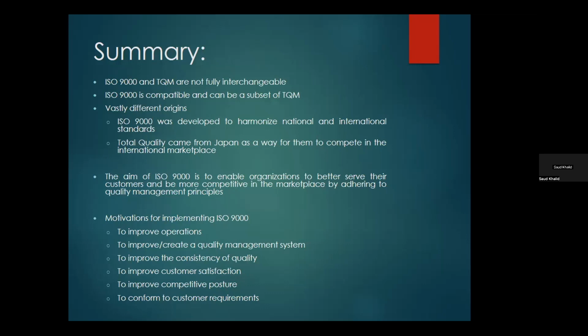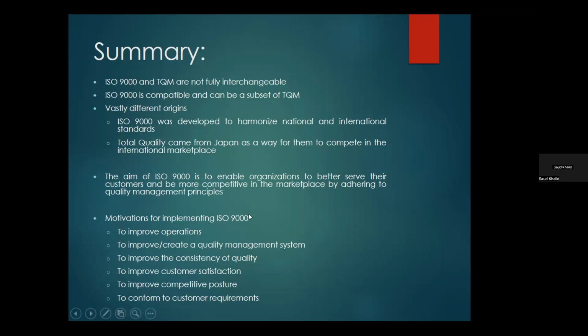Next, ISO 9001. It is a widely used international regulation. What kind of aim are we achieving from it? The aim of ISO 9000 is to enable organizations to better serve their customers and be more competitive in the marketplace by adhering to quality management principles. So, how do we improve ourselves?